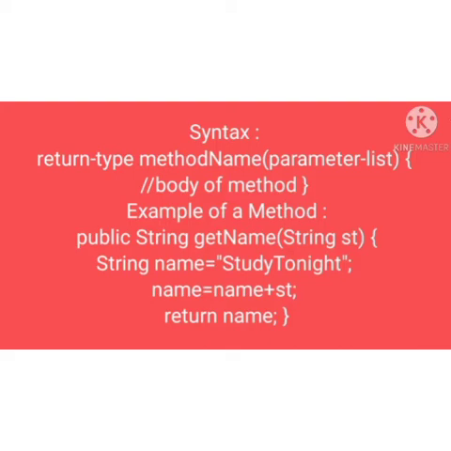Example of a method: public String getName(String st) { String name = "study tonight"; name = name + st; return name; }. Here we have seen the return type, method name, parameter list, and body of the method. First, public is the access modifier, String is the return type, getName is the method name, st is the parameter, and this is the block of code.